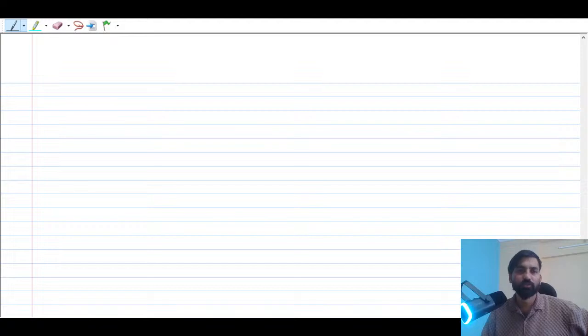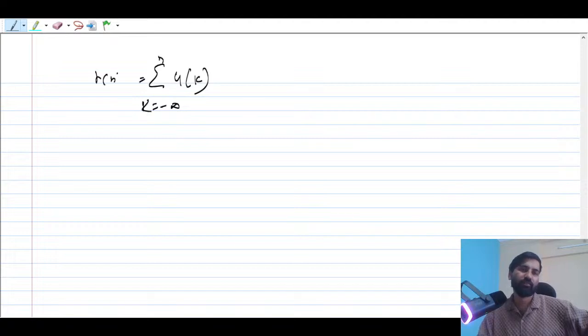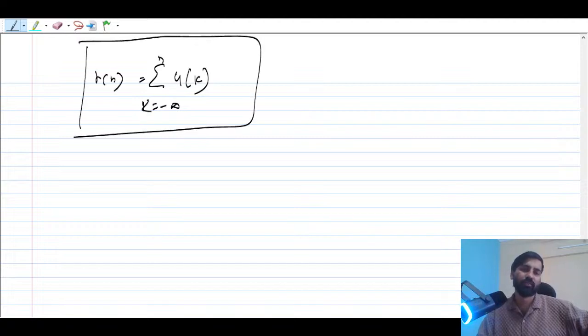ठीक है, चलो. So I think this is clear, and you can also express r of n as a running sum of u of k. अगर आप u of k को लेते हो और इसके ऊपर running sum लगाते हो, right, k equal to minus infinity to n, that will give you ramp, discrete ramp, right? In case you can compare with the continuous counterpart or analog counterpart, okay.